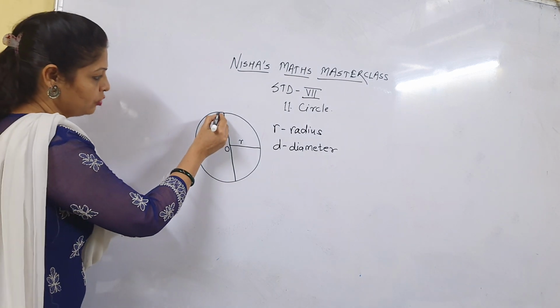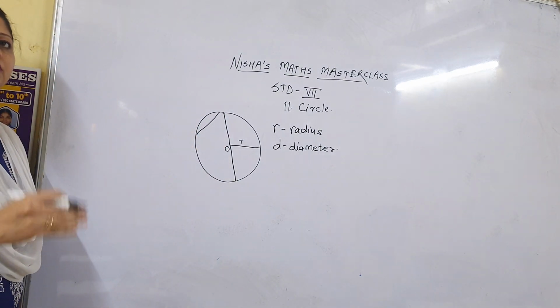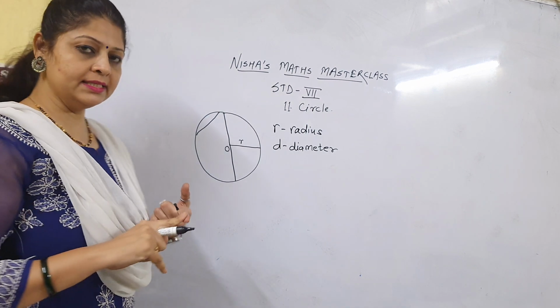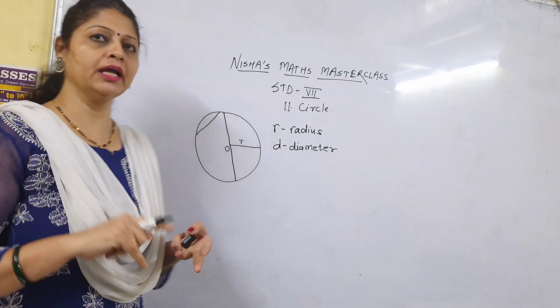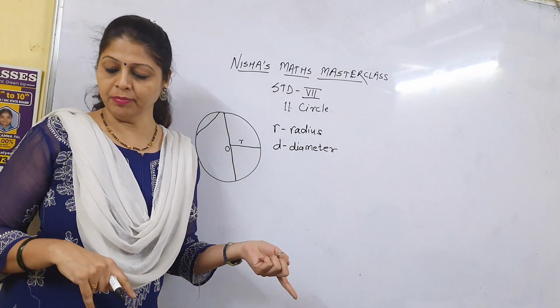Afterward, this is the chord of the circle. Two edges of the circle joined with a line, so that line is called chord. Now see, in this circle radius is there, diameter is also there, and chord is also there. Afterwards we have to learn about the circumference.